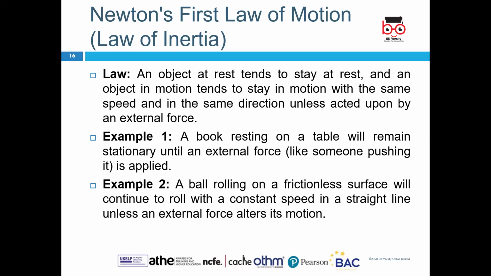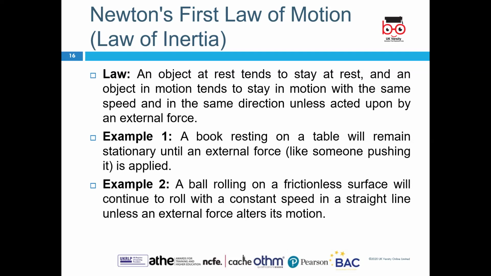So example 2, a ball rolling on a frictionless surface. So remember, the important term is frictionless surface, where there is no friction. So if friction is there, the ball will come to rest due to the force of the friction, which acts against the rolling motion. So the ball slows down. Yes, it acts in the opposite direction.